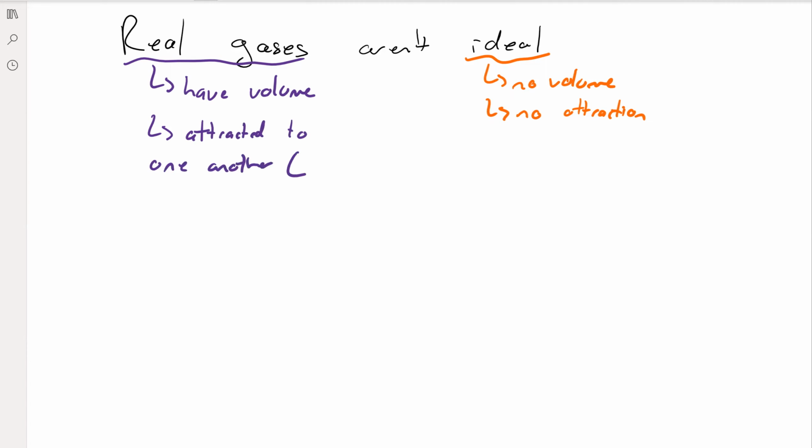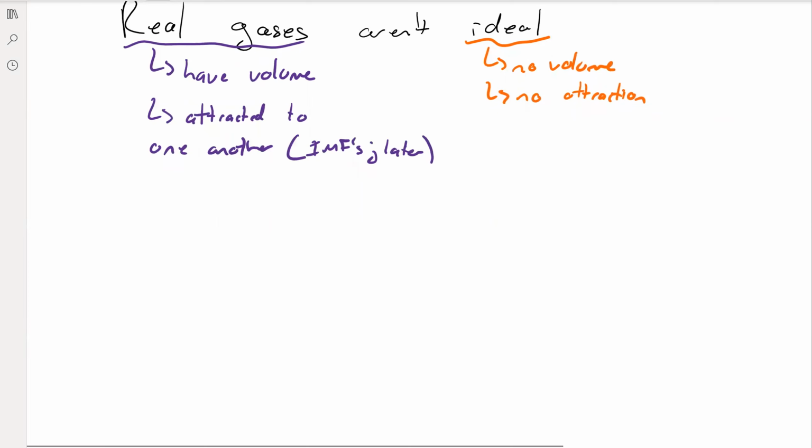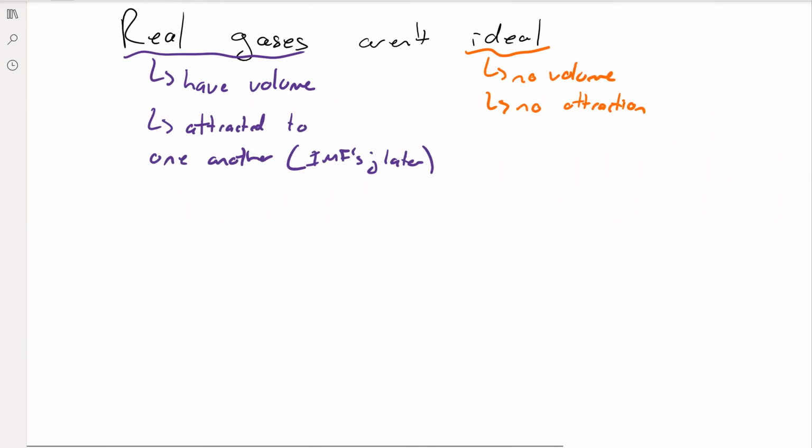We'll learn about this later. These are called IMFs, or intermolecular forces, and we'll learn about them later. But the gist is that molecules do attract one another, and they do prefer to be in contact with one another.